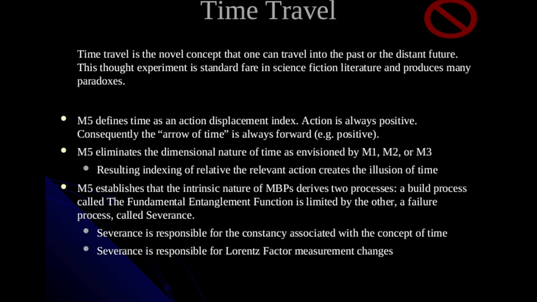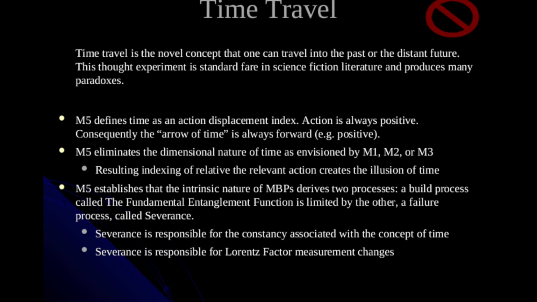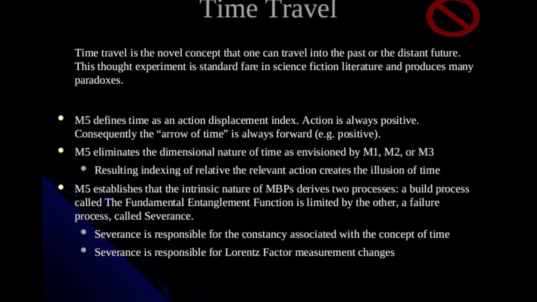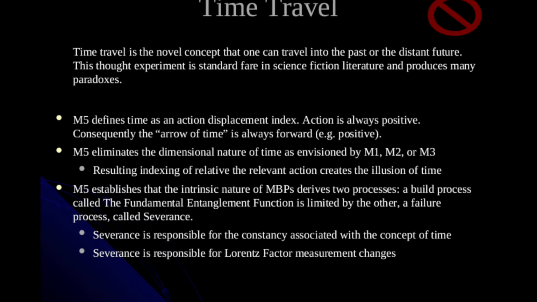M5 eliminates the dimensional nature of time as envisioned in M1, M2, and M3. The resulting index of relative and relevant action creates the illusion of time. M5 establishes that the intrinsic nature of MBP derives from two processes. A build process called the fundamental entanglement function is limited by the other, a failure process called severance.